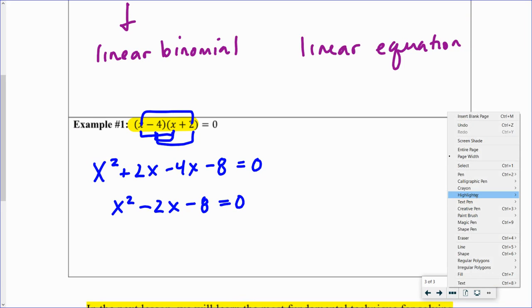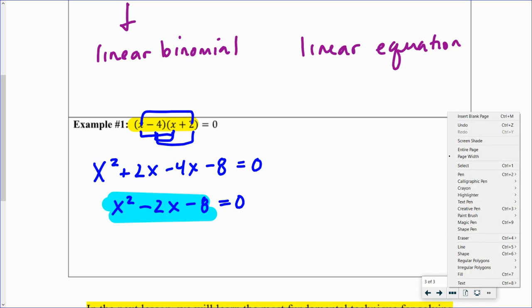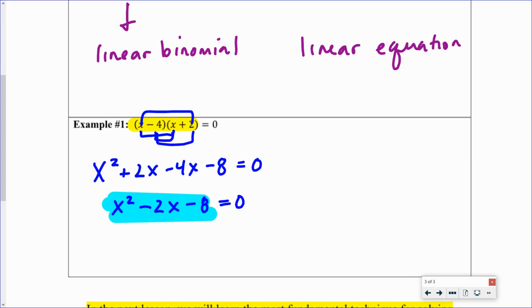So now it becomes a little bit clearer that the left-hand side of this equation is a polynomial expression, which means that this is also a polynomial equation. Okay, so that expression, x squared minus 2x minus 8, is a quadratic trinomial, which means this is a quadratic equation.